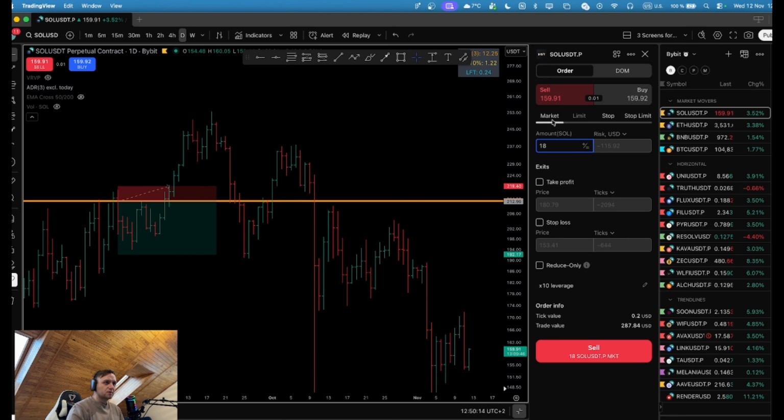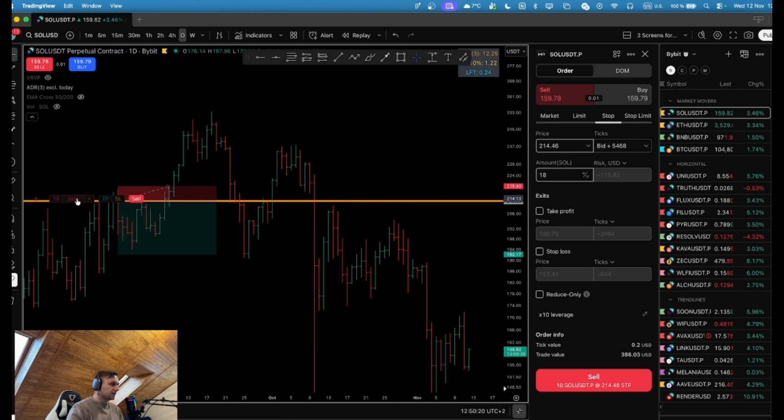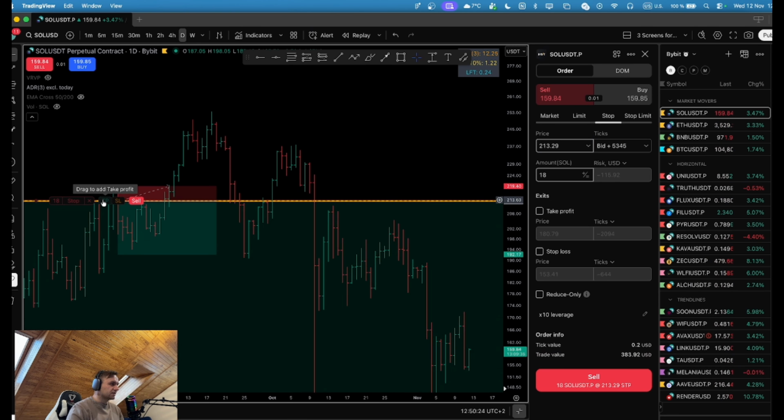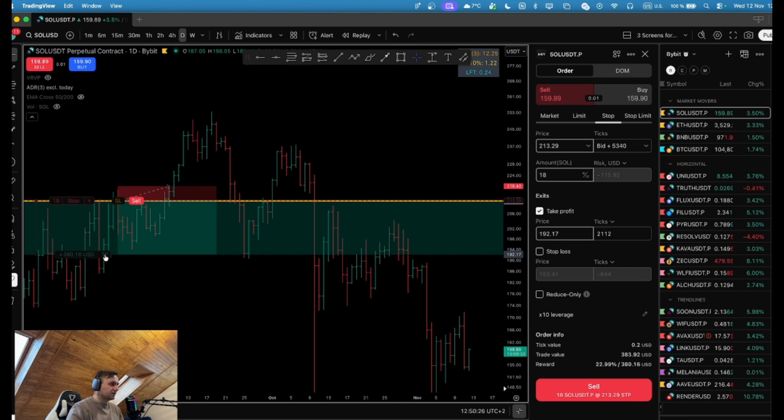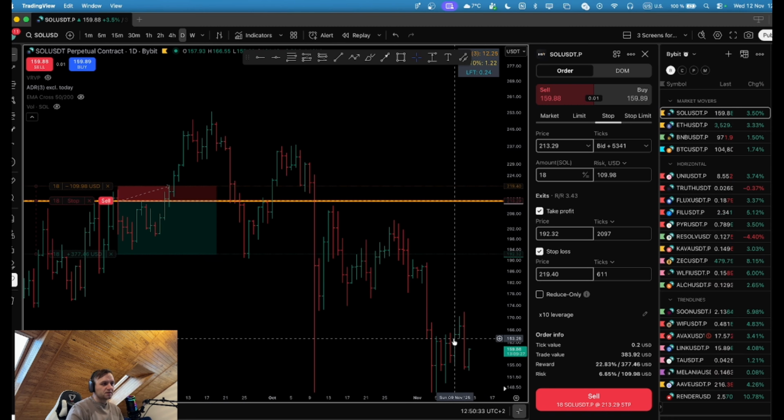As an example, I will show this trade. For example, I'm doing the short order. And now we have the entry price here, take profit here, and stop loss here. And we just need to click sell. I cannot do that because the price is much lower in real life now.